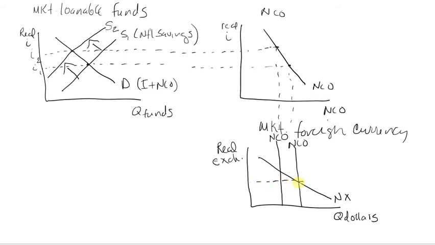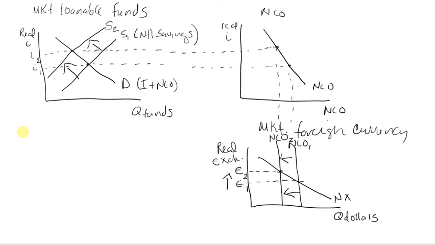So if you look here, this was the initial real exchange rate. And because of the shift to the left of the supply curve here, we have an increase in the real exchange rate, which means that the dollar appreciated, okay? It's an appreciation of the dollar.